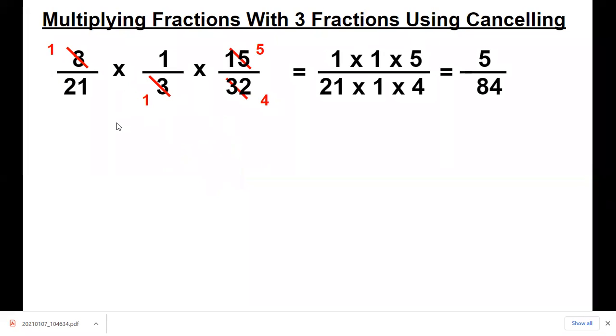So now I don't have to reduce that fraction. I've already done it over here with my canceling. So my answer is 5 over 84. Yay! See how much easier that can be for you?